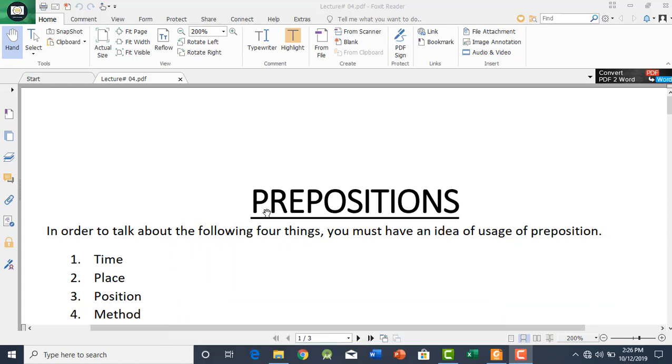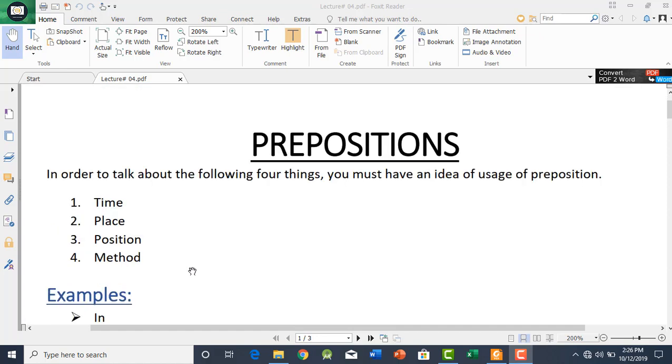This is the fourth lecture in the series of Learn and Practice English, and in this lecture I'm going to explain a very important concept, which is very important when we are talking in English or when we write something, because prepositions are the things which enable us to talk about these four important things. So in order to talk about the following four things, you must have an idea of the usage of prepositions, because when we are going to talk about time we have to use some kind of preposition.